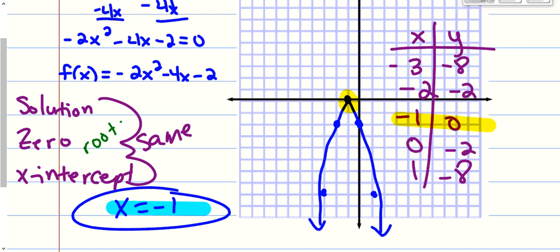Find the roots of the problem. That's the same thing too. It all means find where it crosses the x-axis or find where the y is 0. Okay, so again, our answer here is x equals negative 1.